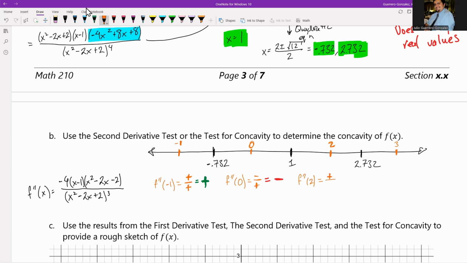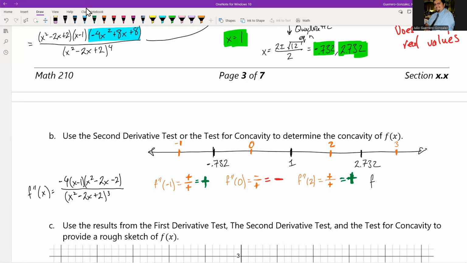divided by 2 squared minus 2 times 2. So it's going to be a 0 plus 2. So it's going to be positive. Cubed, right? Positive. Okay, and hopefully maybe you guys already see this.